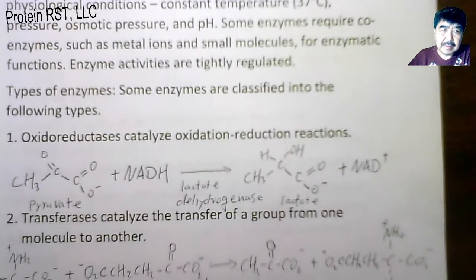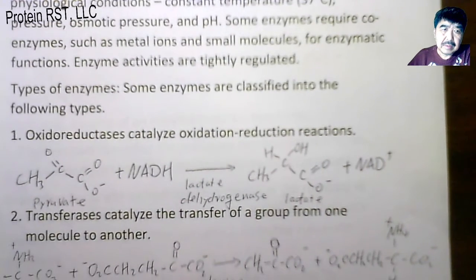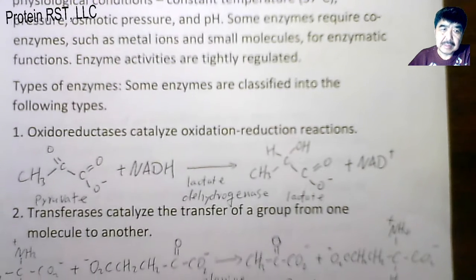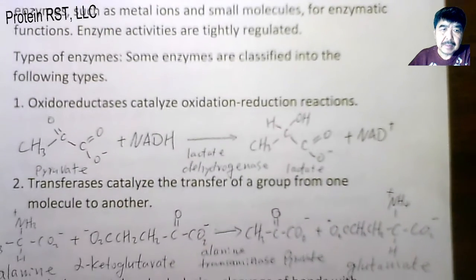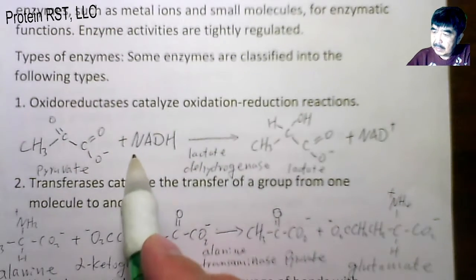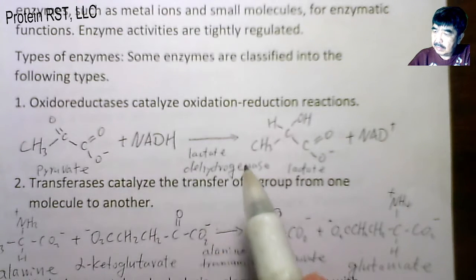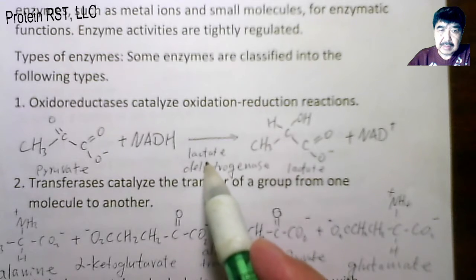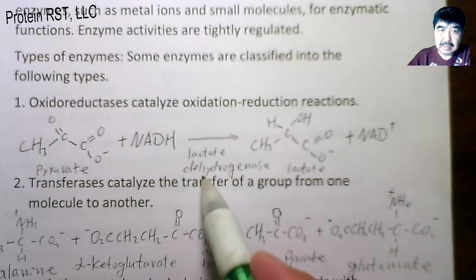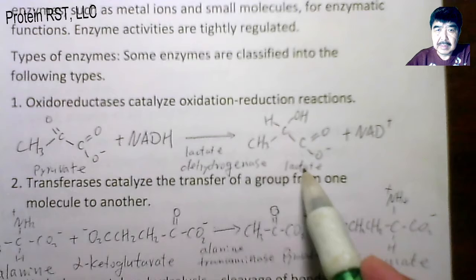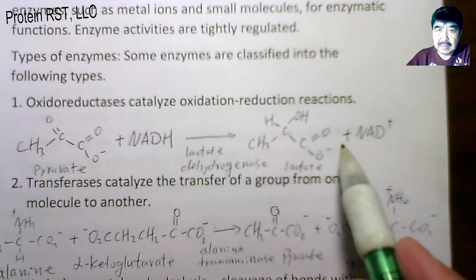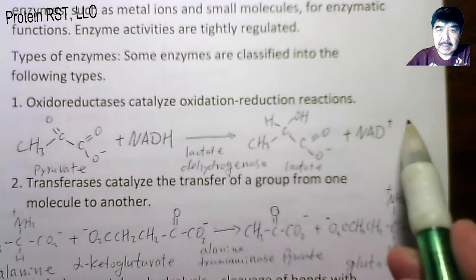The first one is called oxidoreductases, which catalyze oxidation reduction reactions. The example is pyruvate with a cofactor NADH. The enzyme is called lactate dehydrogenase. The product is lactate and NAD+.